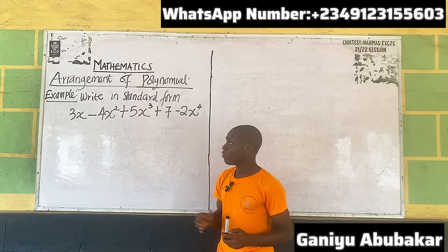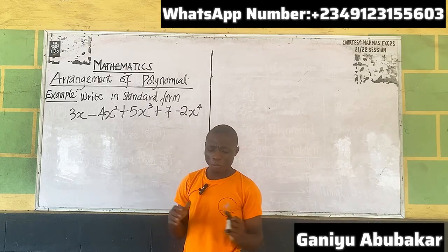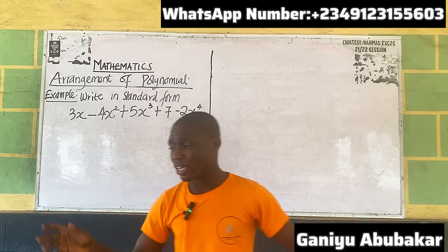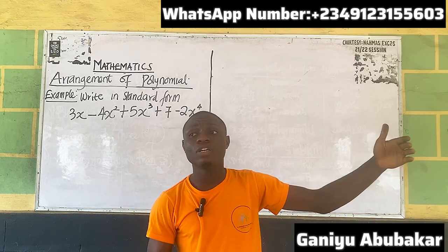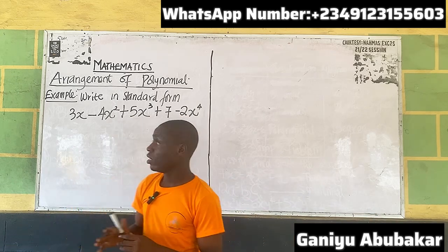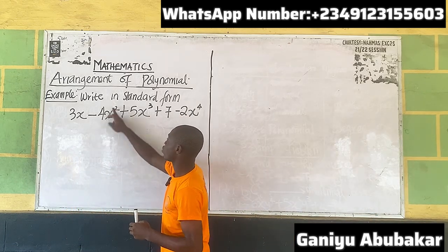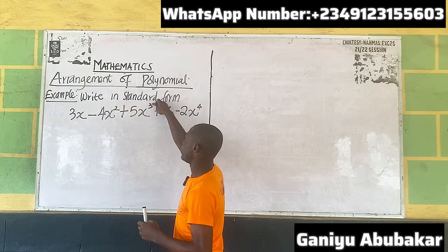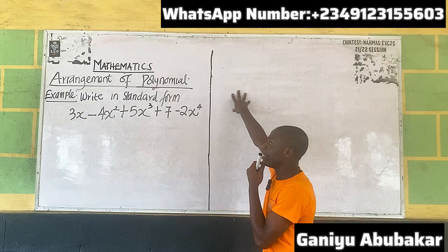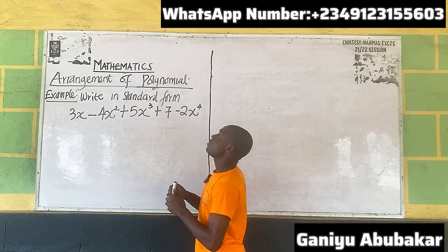All right, so let's solve this problem under arrangement of polynomial. When it comes to arranging a polynomial, you arrange in descending order, that is from the one that has the highest power to the lowest one. In this case, I have 3x minus 4x squared plus 5x to the power 3 plus 7 minus 2x to the power 4. The one with the highest power comes first in the arrangement. So I'm saying descending order.